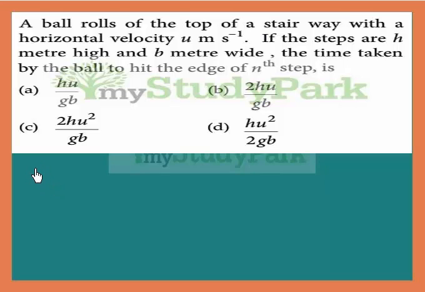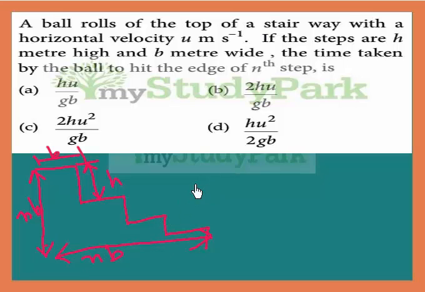So let's see how the problem would look if you have steps like this and you have n such steps. The height of one step would be h, which is given, and this length is b. So this total height would be nh, and this total length would be nb.